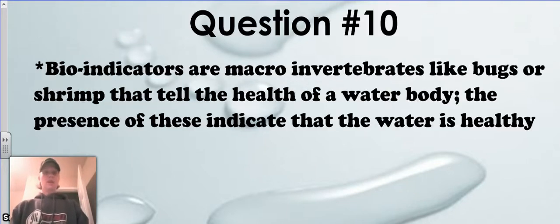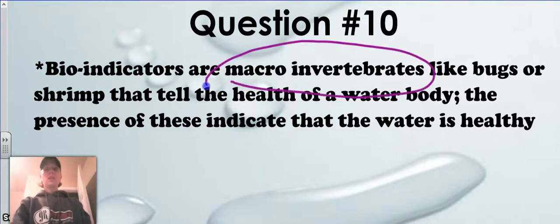Okay. All right, question number 10 is asking about bioindicators and macroinvertebrates, okay? And I don't want this term right here to scare you.